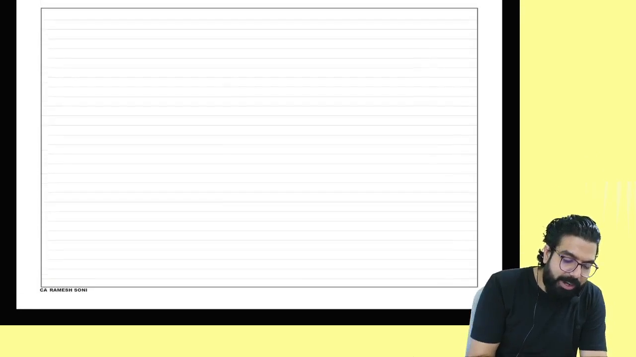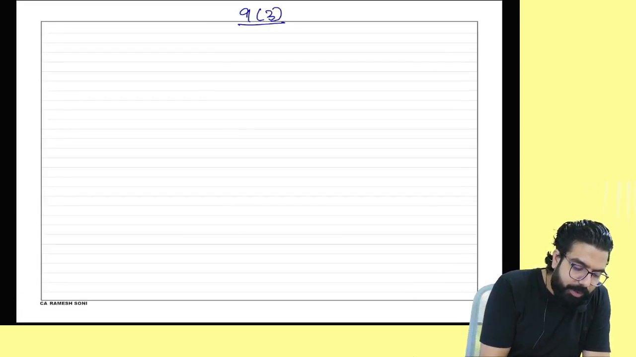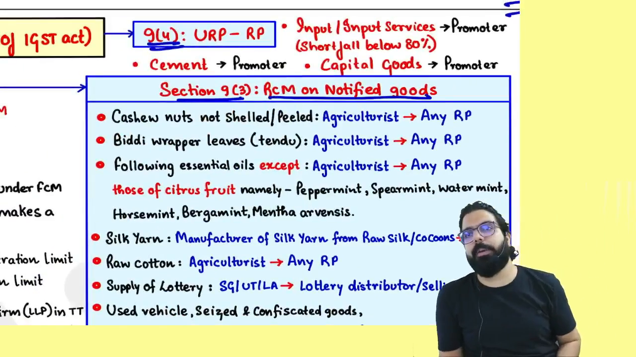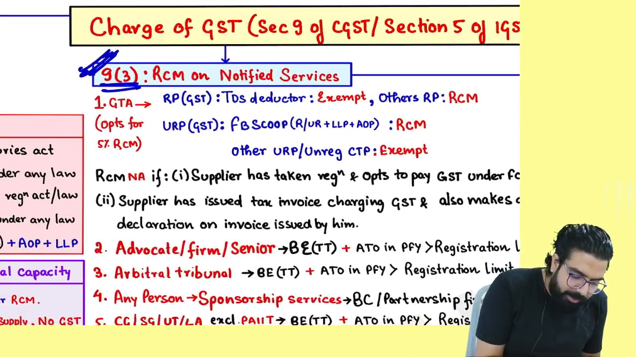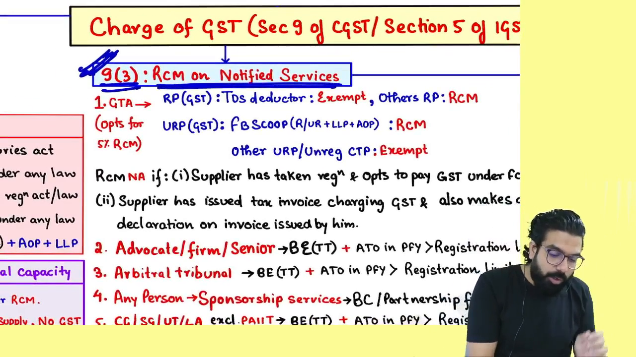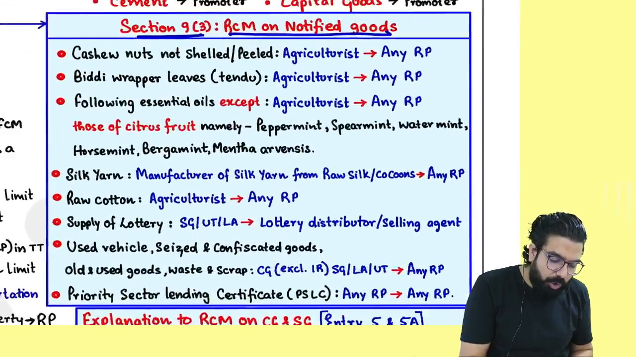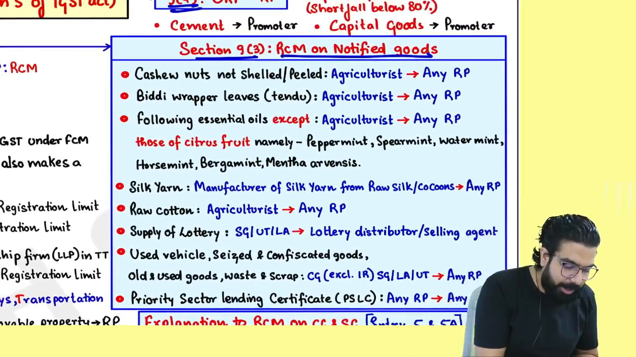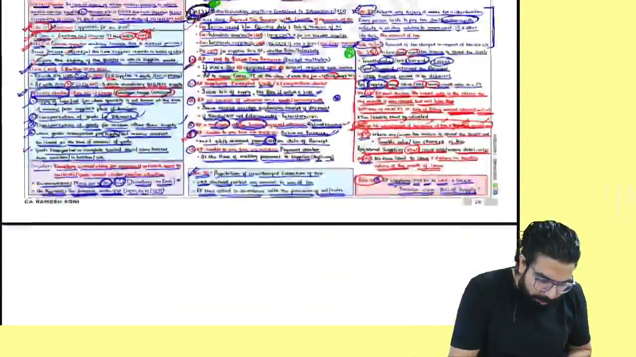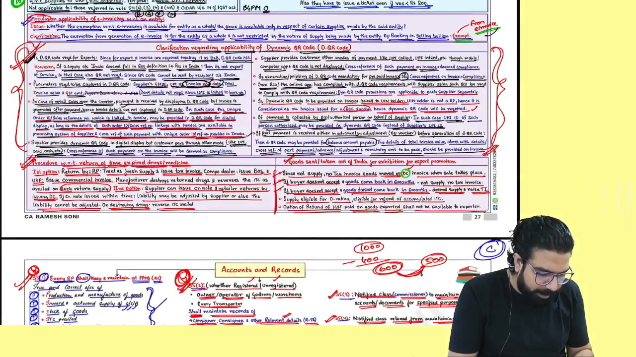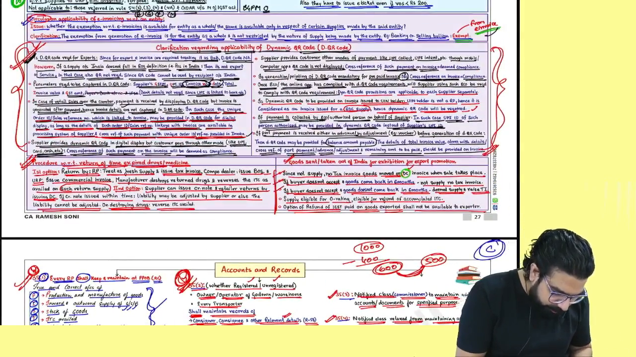Now listen, section number 9.3 actually has some goods also on which RCM is applicable. It has some services also on which RCM is applicable. Chalo, let's quickly talk about the goods on which RCM is applicable. Everyone, please come to the goods on which RCM is applicable. When I am talking about the goods, now I remember one point which I had to correct. Just a minute, okay, everyone?